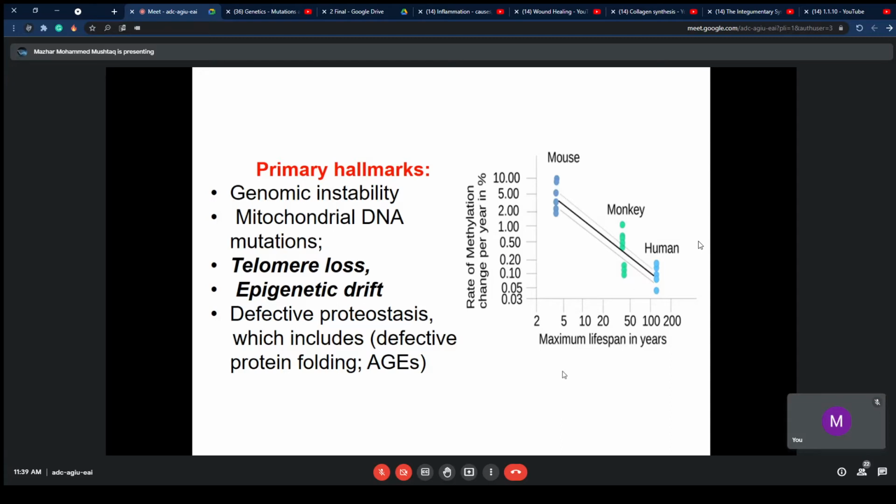No, can I say something? Because the mouse is not going to live for 100 years or 50 years. So that is why it stays here. The maximum is 5 times.